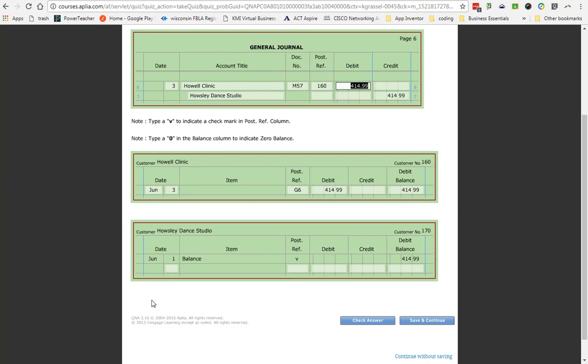Now, line 7 is going to Housley Dance Studio. The date is the 3rd. Post reference is going to be G6. Now I'm going to credit it $414.99. It previously had a debit balance of $414.99, so our new balance is 0, so we've got to put a 0 in our balance column. Go ahead and try that on your own because I think this one gets a little trickier to try to figure out which one should be affected that should not be.